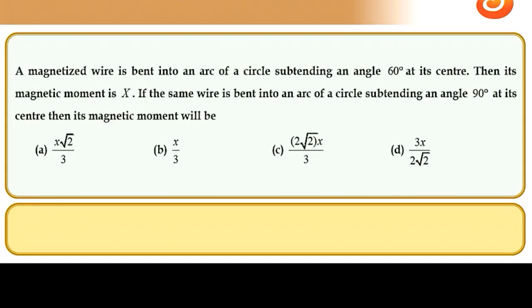Example 15. A magnetized wire is bent into an arc of a circle subtending an angle 60 degree at its center. Then its magnetic moment is x. If the same wire is bent into an arc of a circle subtending an angle 90 at its center, then the magnetic moment will be.